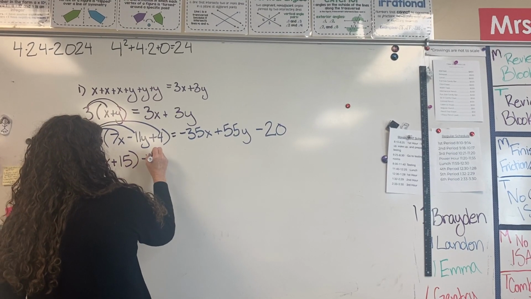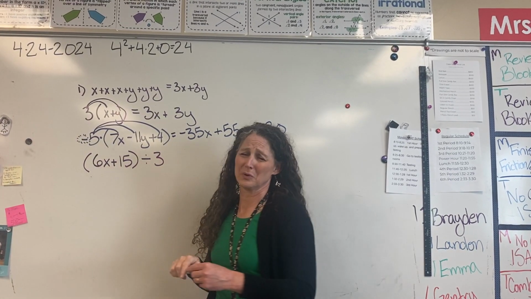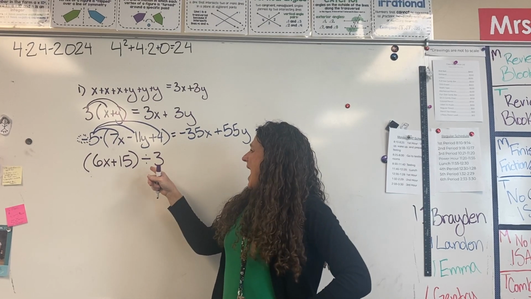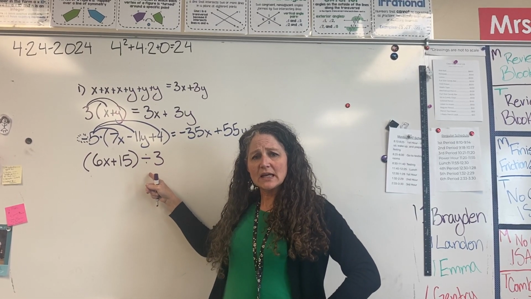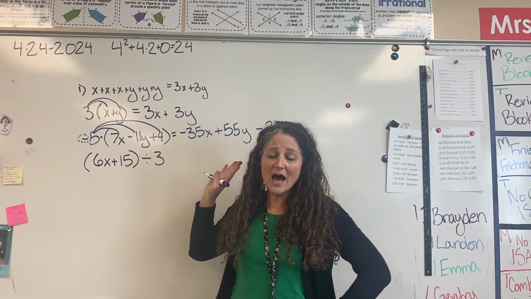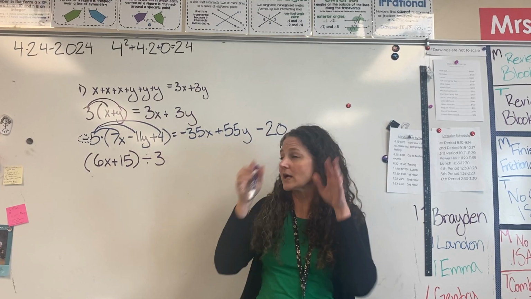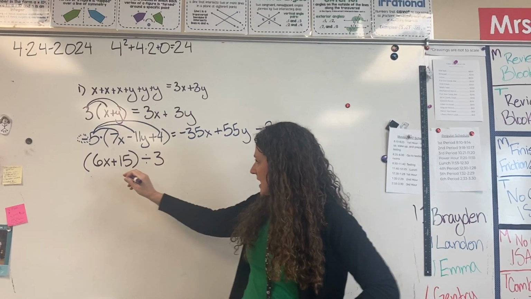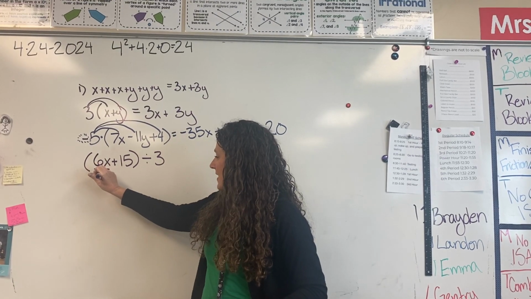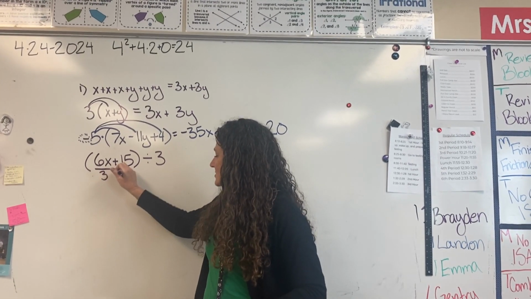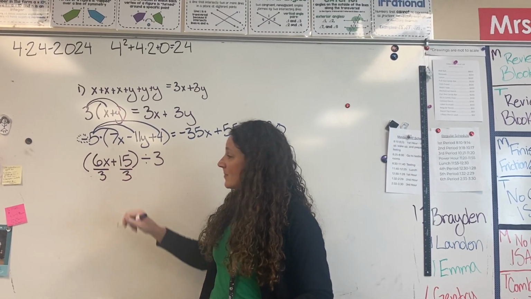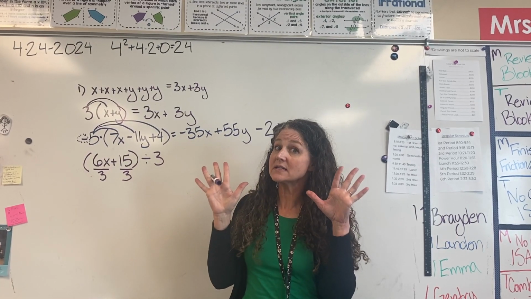Divided by 3. Now, I'm going to be real with you. I don't like doing it like this because I tend to forget. So here's how I like to do it. I like to write it divided by 3 and divided by 3. That way I remember everybody gets divided by this 3.